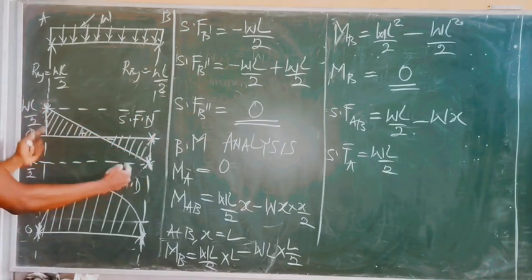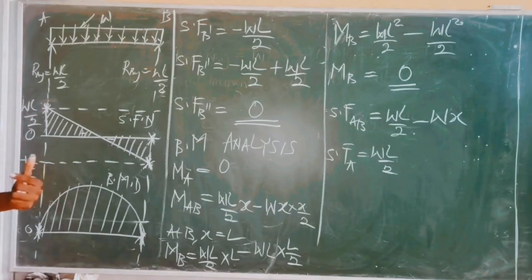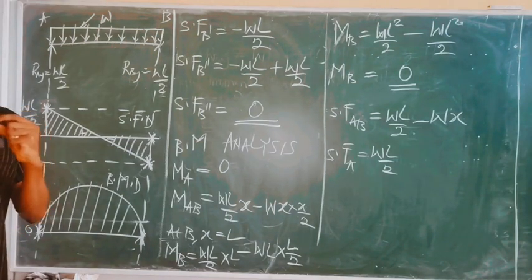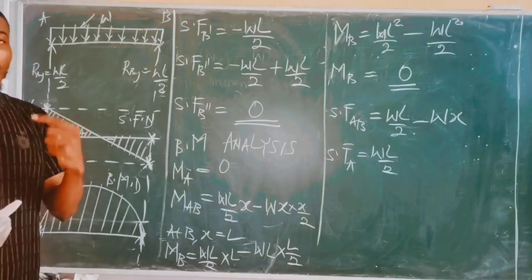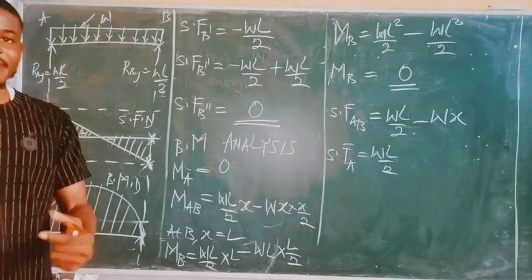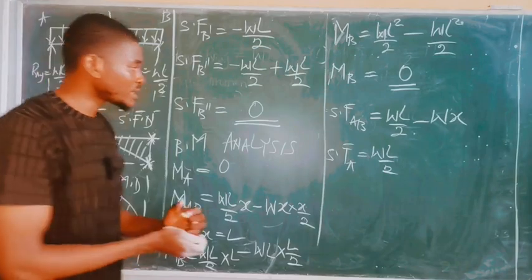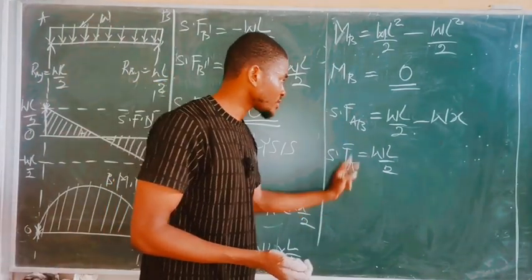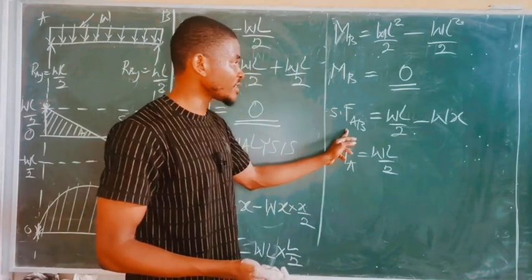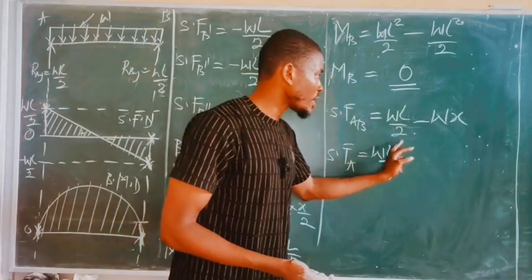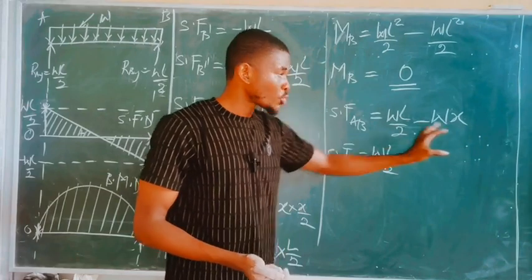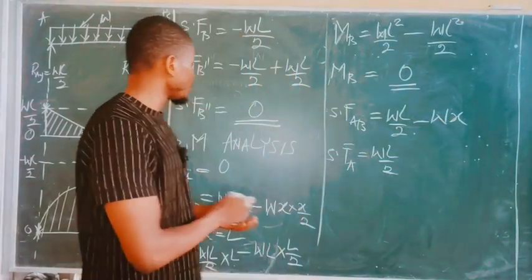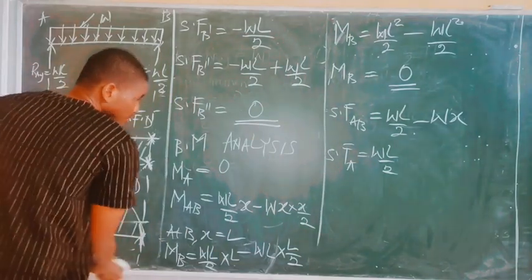Since it's between A and B, we look for the shear force equation between A and B and equate that equation to 0. Find the value of X. That value of X becomes the point of maximum bending moment. So I put that down here. The shear force equation between A and B is simply given as WL over 2 minus W times X. So we equate this equation to 0 at the point of maximum bending moment. Let's do that and see.